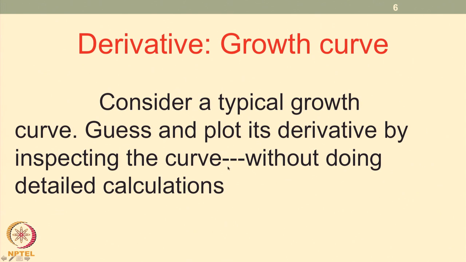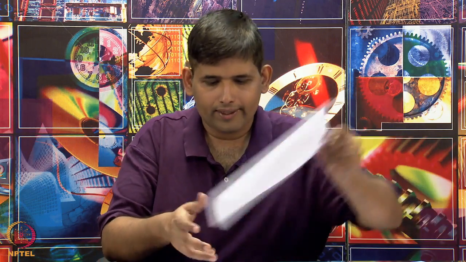If we get experimental data, how to compute the derivative is something that we have not learned yet. We will learn this soon in the coming classes. But before doing it, can we guess and plot the derivative by inspecting the curve, by looking at it? This is something that we will do. So, first we will do an idealized growth curve.